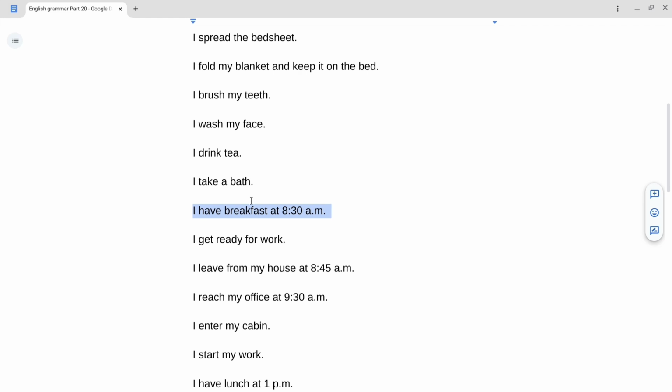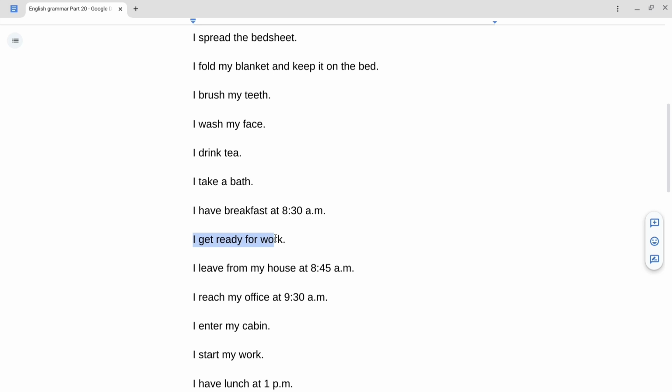So here have has different meanings. Have has a meaning like ownership. I have a scooter, I have a car. That is a different one. Here we are using have instead of eat. When we talk about breakfast, lunch, dinner, it is better to use have, not eat. You can say I eat something, I eat rice, that is fine. When you are talking about the name of a food item, you can use eat. But with breakfast, lunch, dinner, use the word have instead of eat. I have breakfast at 8:30 a.m.